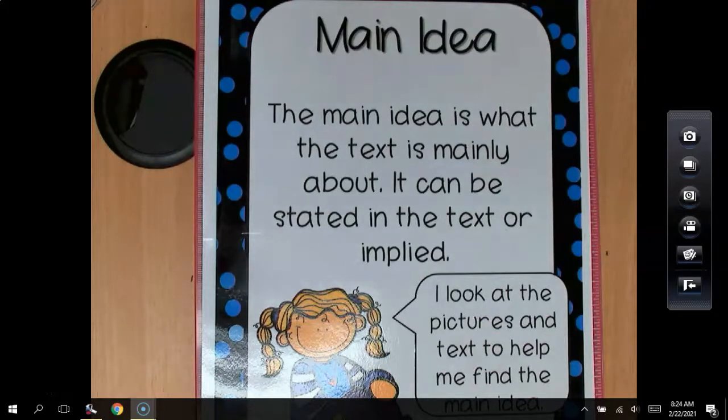Now, we also have what we call details. When we think about details, we just know that the details, or the facts, are small pieces of information. They tell us more about the main idea. So if I have a main idea, my details have to go back and relate to, or what we call support, our main idea. Now, we can look at main idea and details in different ways.